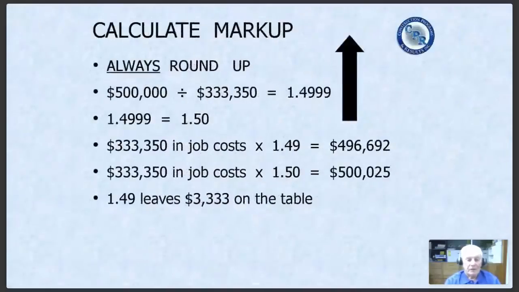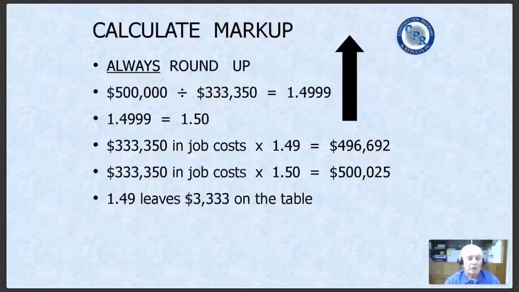If you have $500,000 in sales right here, and your job costs are $333,350, that gives you your 1.4999 markup. All right, we're going to round that up to 1.5 as we should. Now, let's go back and take our job cost times our markup. And this time we're fussing about pricing, so we want to round our markup. Well, we'll round it down to 1.49 instead of up to 1.5.